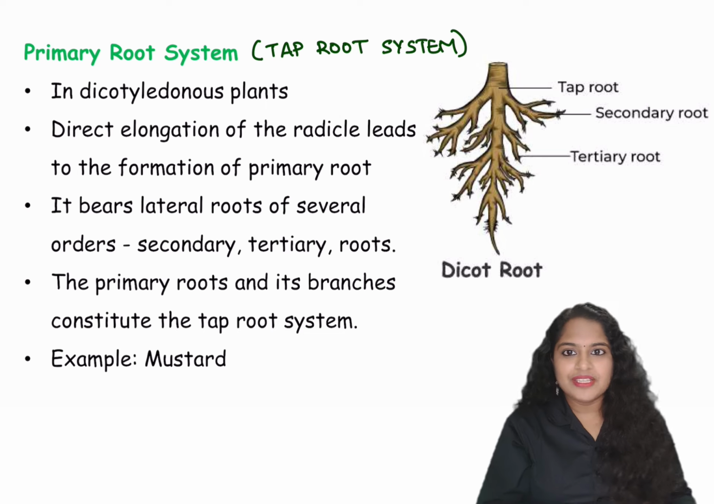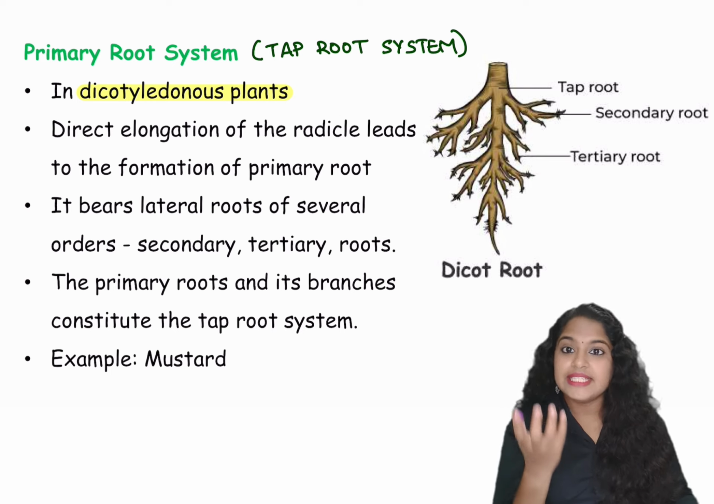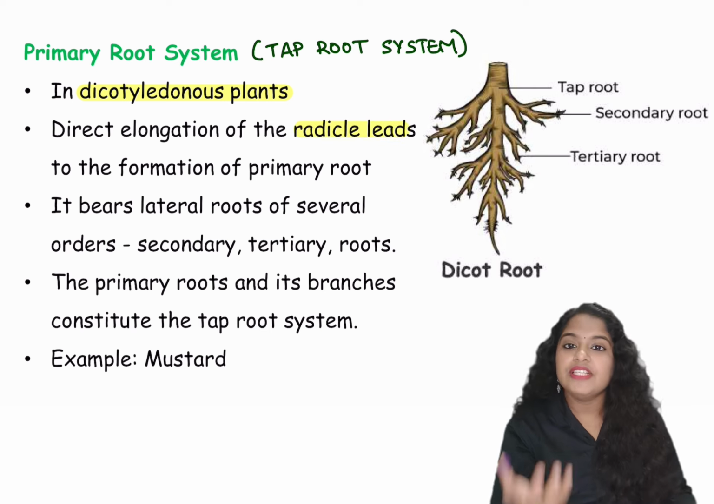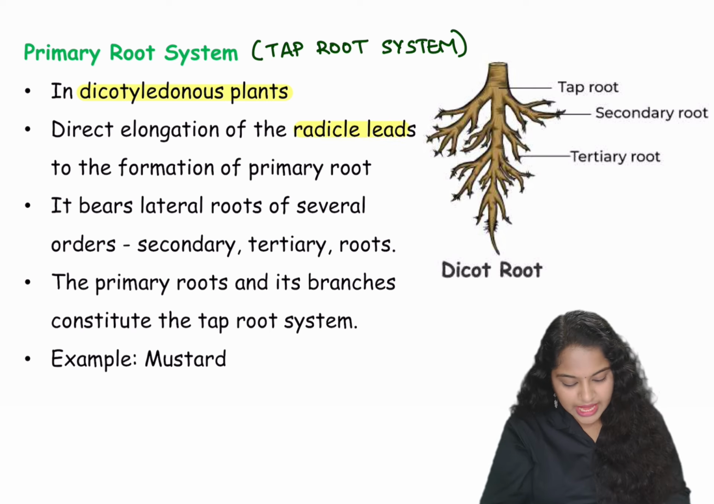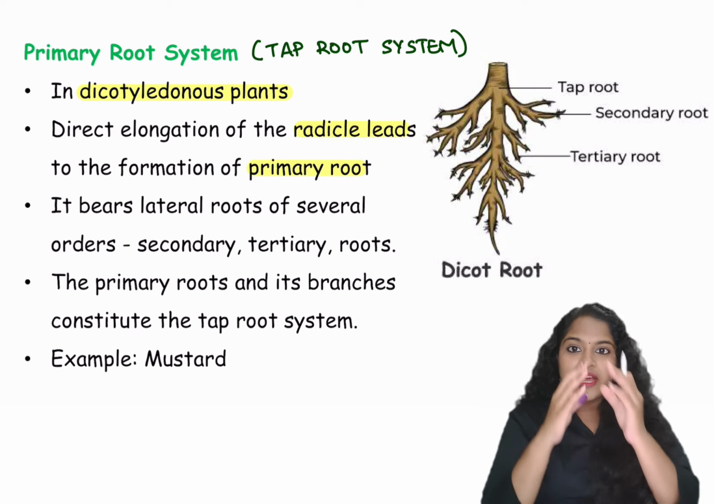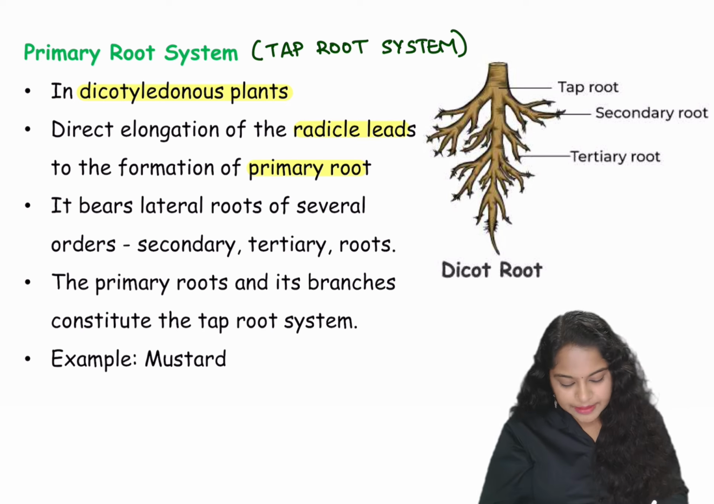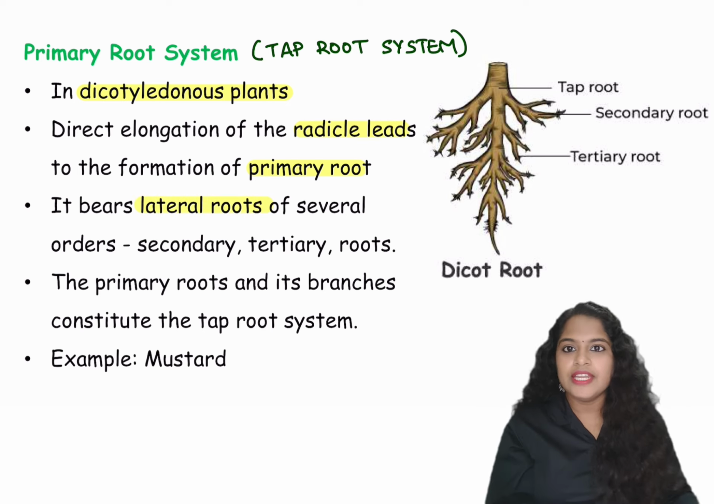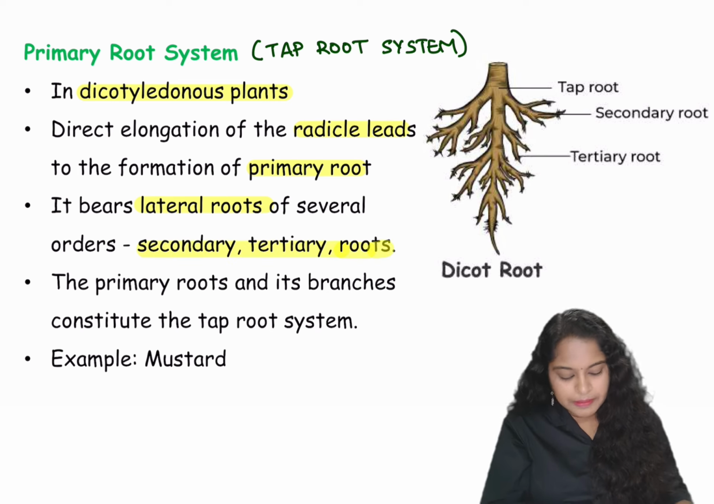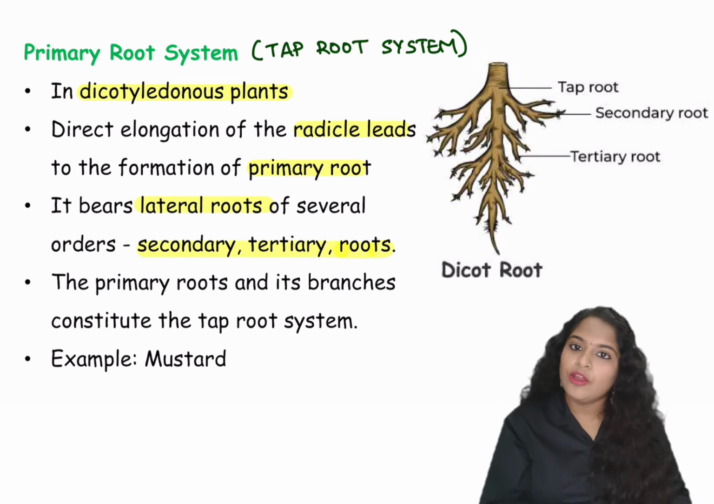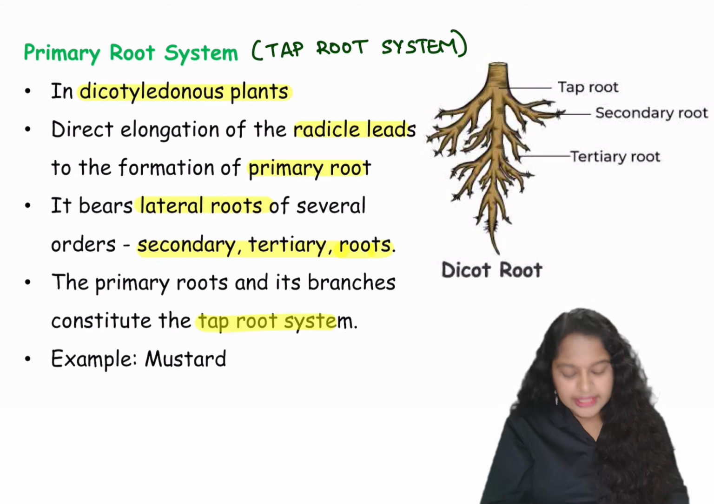Coming to the taproot system, which is also called the primary root system. It's mainly found in dicotyledonous plants. So what you can find here is that these roots arise directly from the radicle, which leads to the formation of primary roots. And from these primary roots, lateral roots will arise, and those will have different degrees like secondary, tertiary or quaternary. Like that, roots will be produced, and the primary root along with its branches will constitute the taproot system. An example is found in mustard.